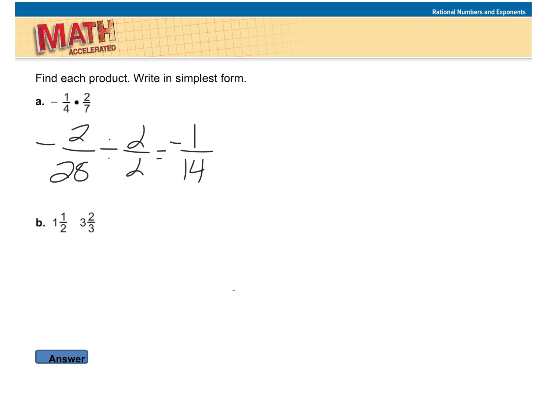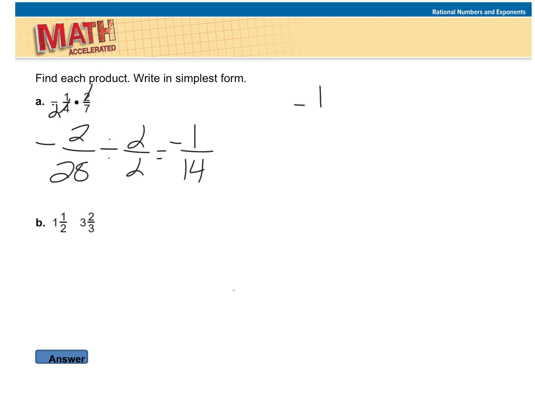Okay, let's think of another method. Here, what can reduce from the top and the bottom? 2 and 4. How many times does 2 go into 4? 2, so this 4 turns to a 2, and this 2 is gone. Can anything else reduce? No. Okay, so now you keep multiplying straight across.